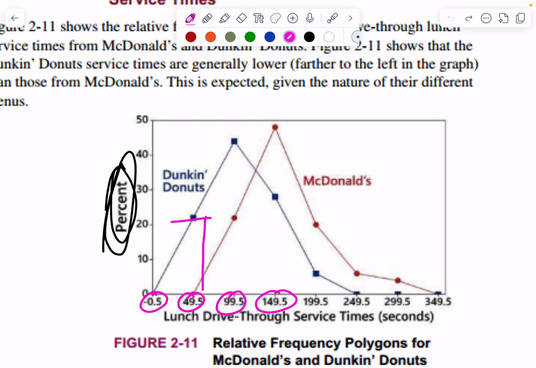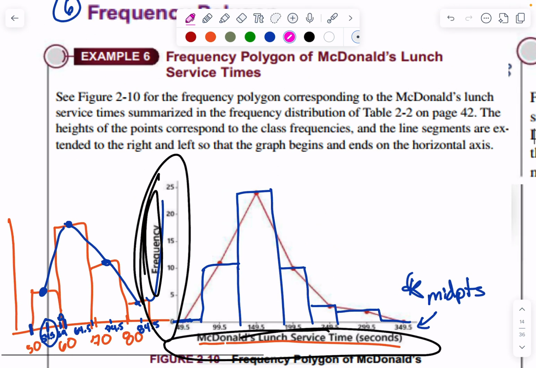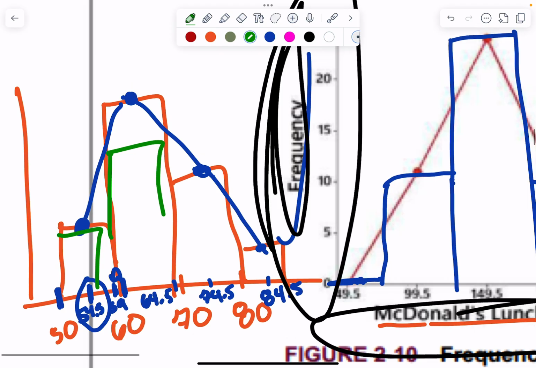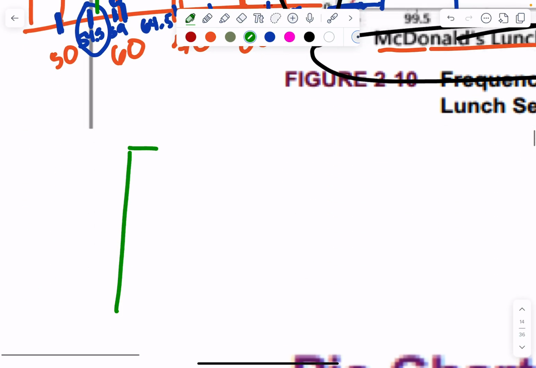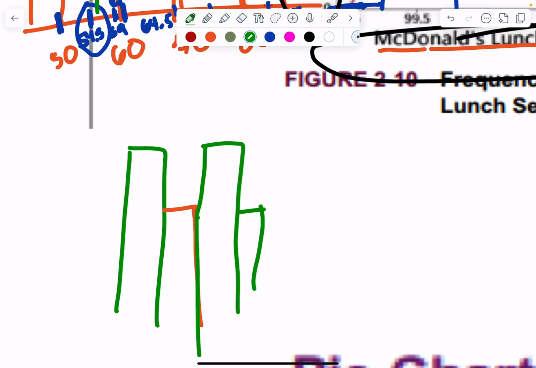And this is really nice, because we would not be able to compare Dunkin' Donuts and McDonald's if this was a histogram, true? My bars would end up on top of each other and it would be a dang mess. So sometimes, I don't know if you've seen this before, they'll do a bar here and then the other one's bar here. The green ones represent McDonald's and the orange ones represent Dunkin' Donuts.